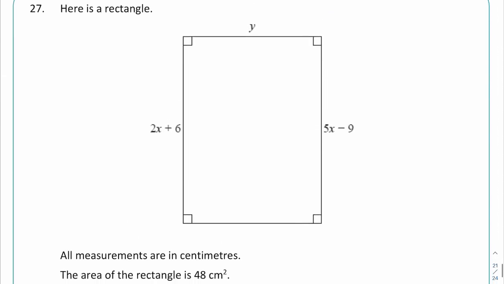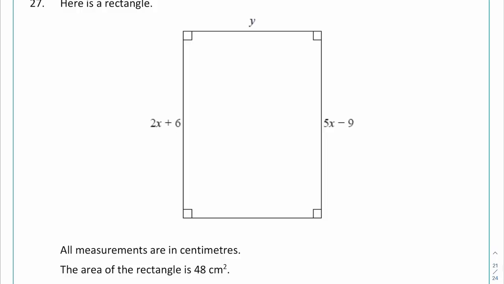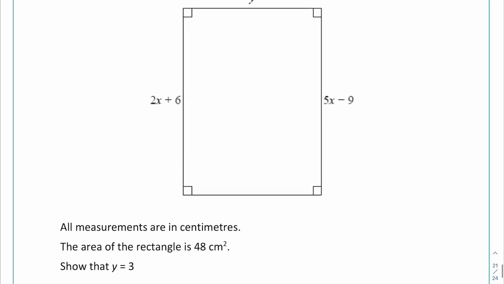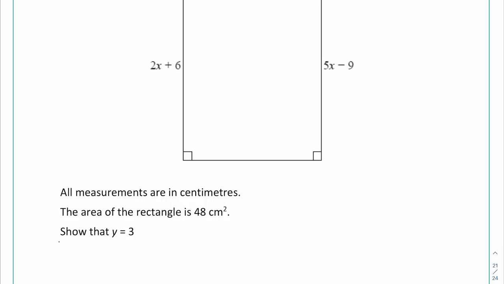Right, so we have forming and solving an equation. So this one here says we have a rectangle. It says all measurements are in centimetres and the area of the rectangle is 48 centimetres squared. Show that y equals 3. So we have a very similar question here in that we have show that y equals 3. Let's just forget it says that. Let's just imagine it says find y. And as long as we get y equals 3, then we've definitely shown it.